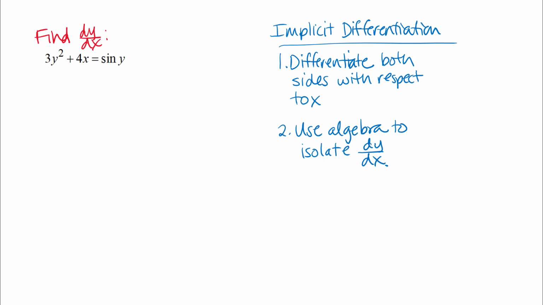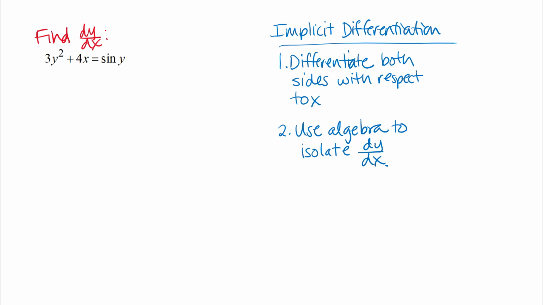Hi, in this video we're going to look at another example of using implicit differentiation. So we have here an example. We have an equation 3y squared plus 4x equals sine of y, and we're asked to find dy dx.